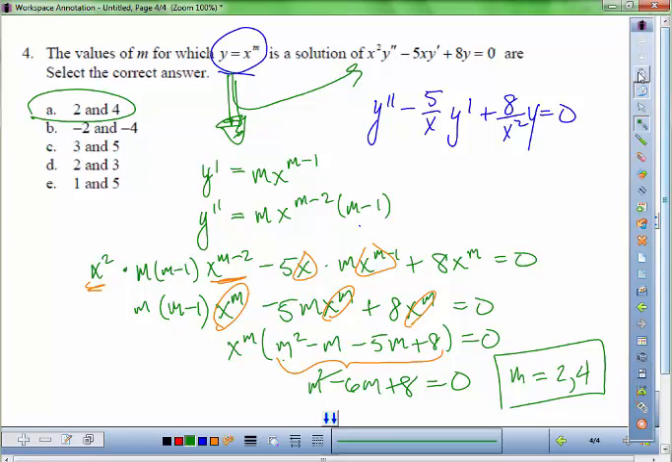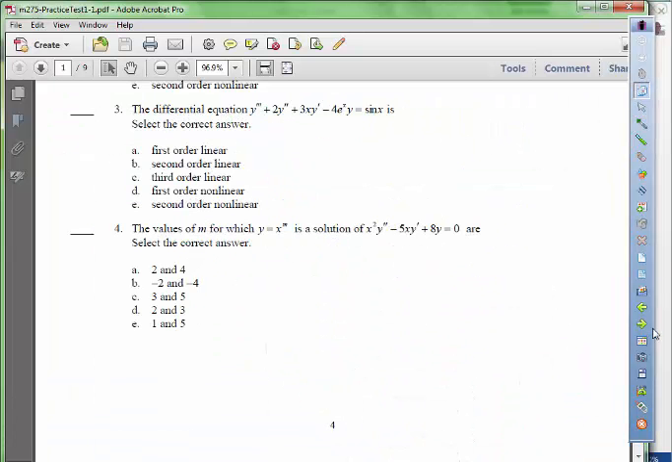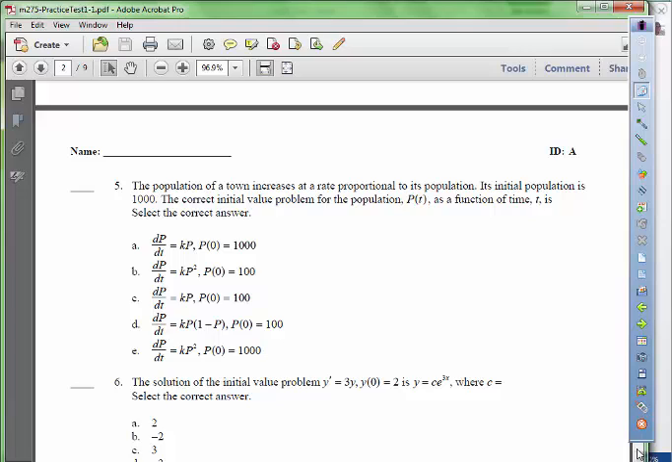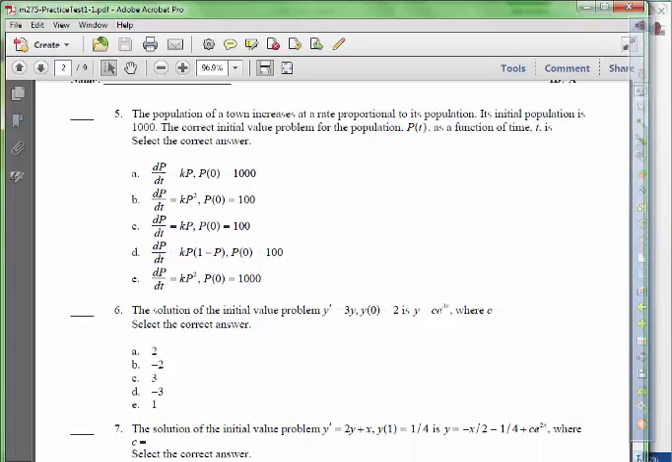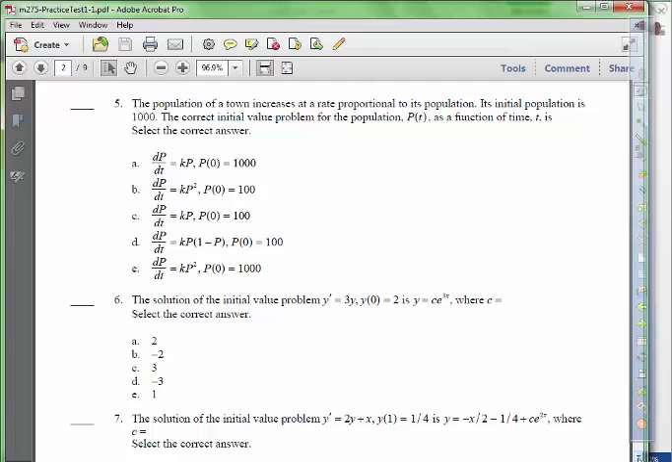All right. Let's check for another problem. Want to do 5 or 6? 5 because it's a word problem?